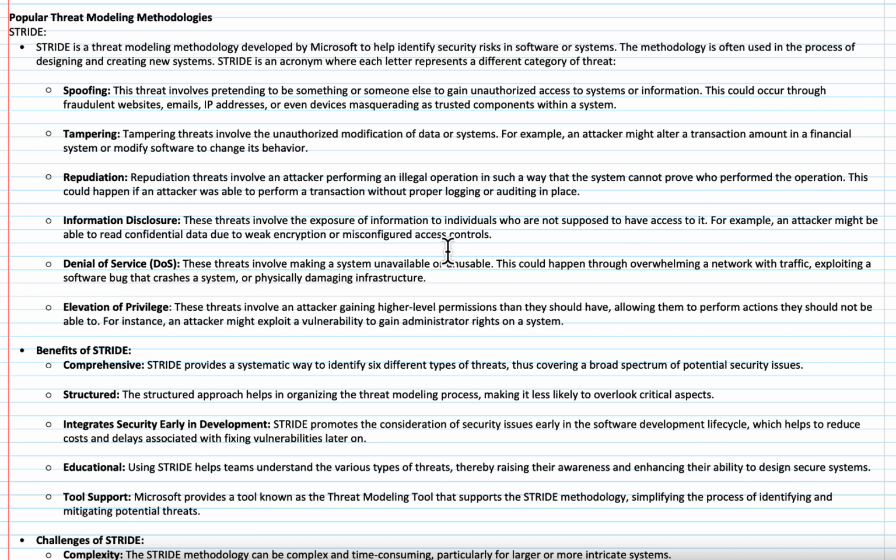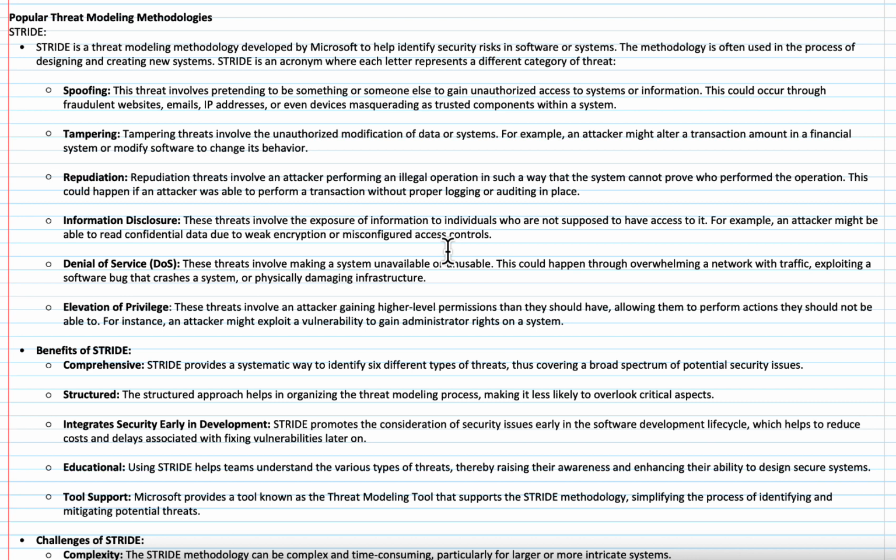Information disclosure, this is where you don't want the information to be out or have people have access to it. So this is where a confidential email, confidential data could be read or dispersed based on weak encryption or weak access controls. So that's the information disclosure piece. That's the I in STRIDE.